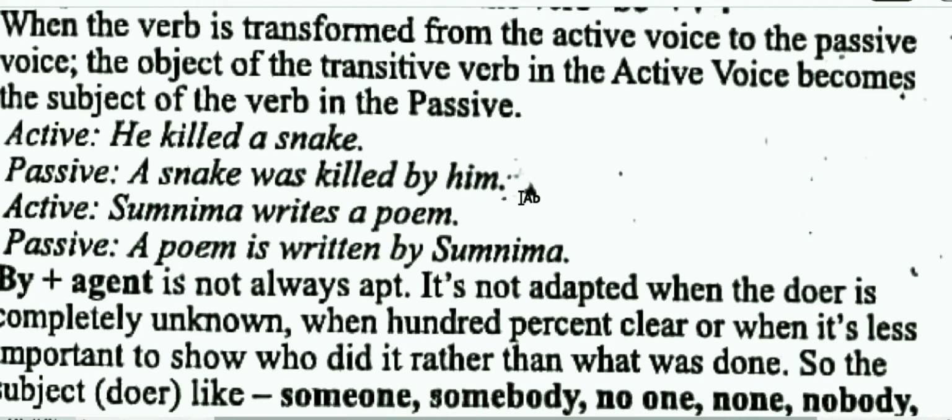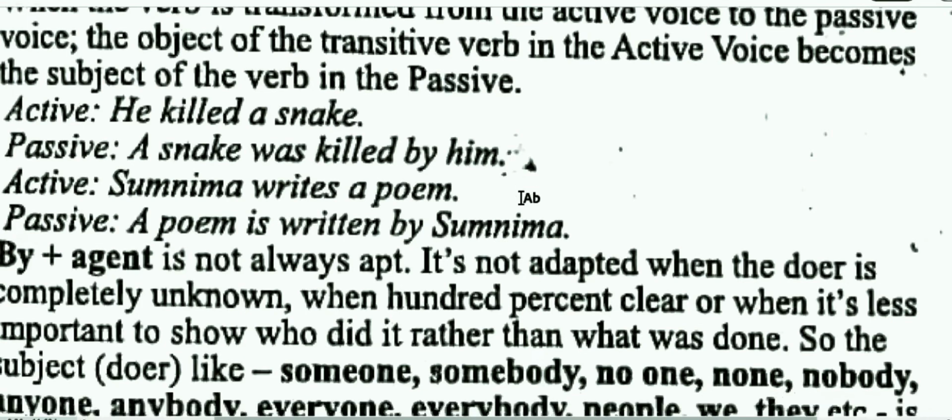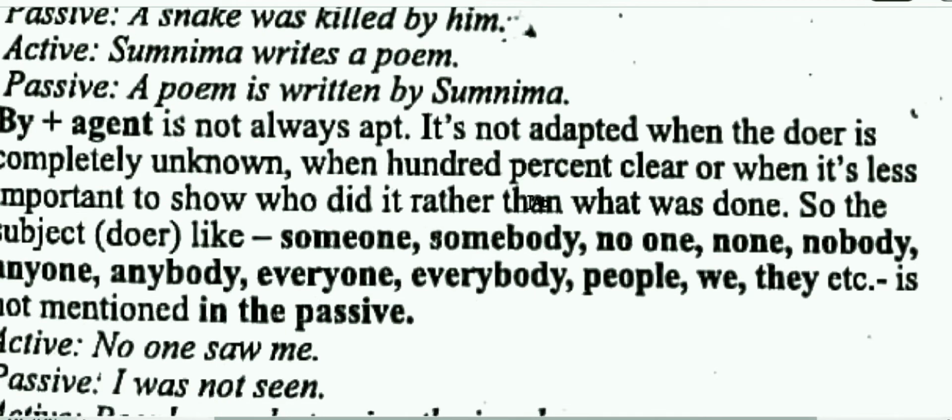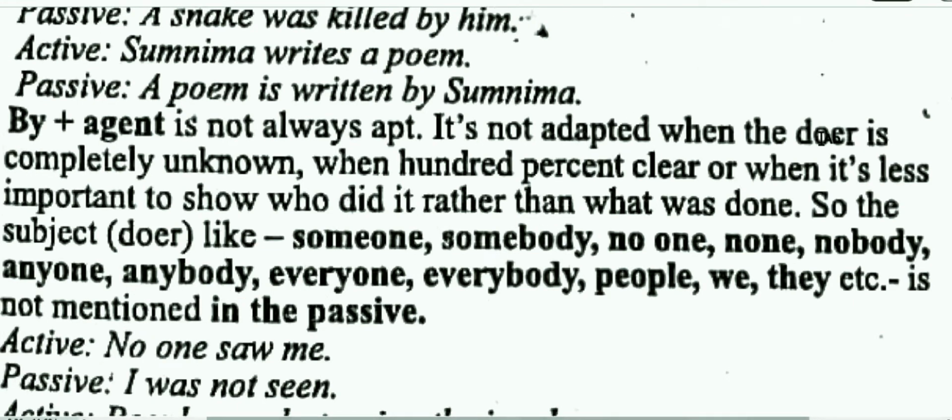You understand this one. This was taught in the classroom. But what wasn't taught, I'm going to talk about here. See, here by plus agent is not always apt. So in what case do we not mention the agent, the object, in the passive?